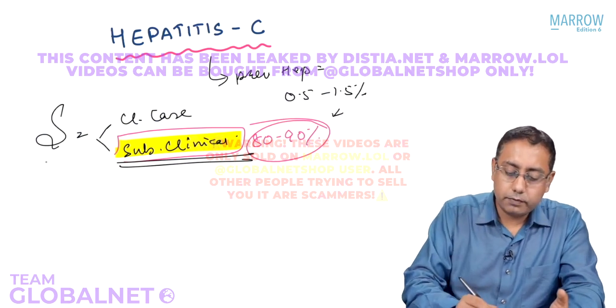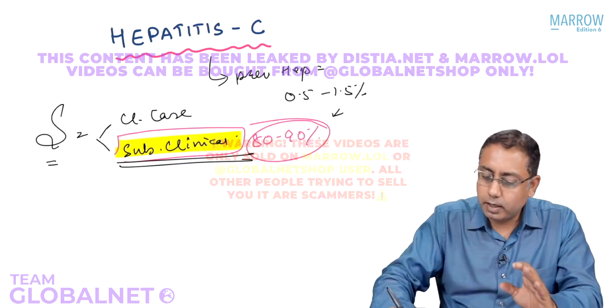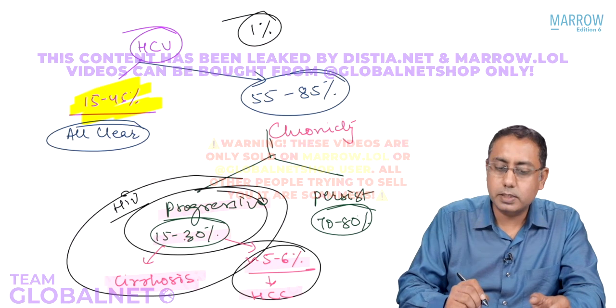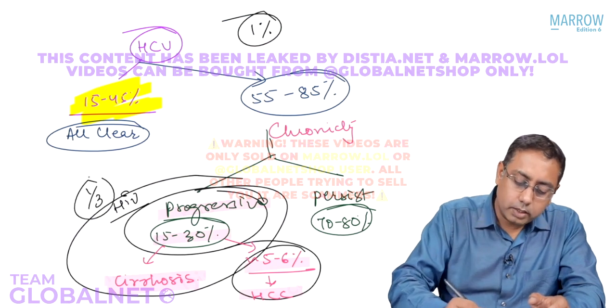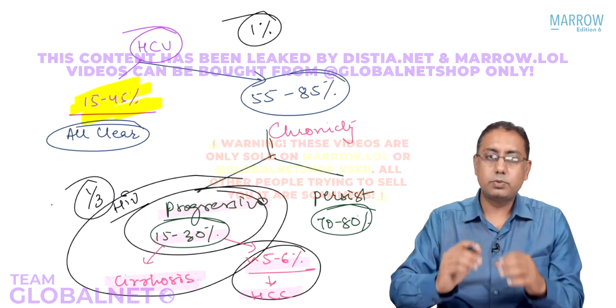And from hepatitis C, an important feature is how many will land up into the progressive stage. Can you imagine that one third will land up into the chronic stage? So that is what is bad.